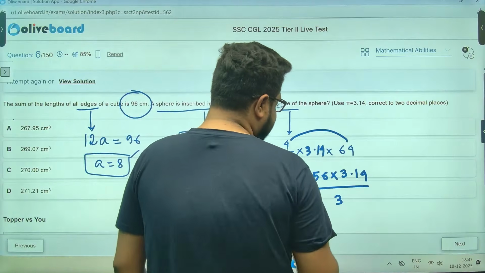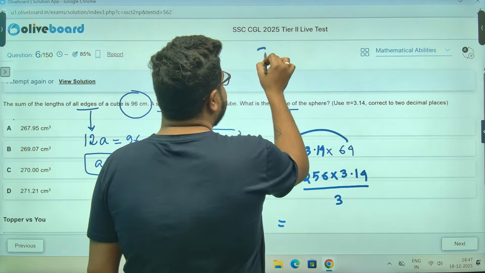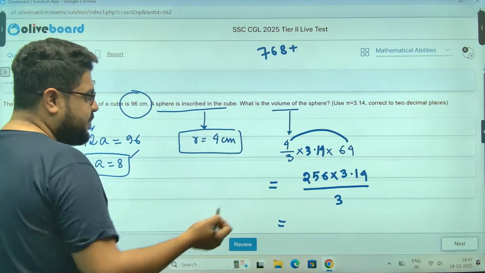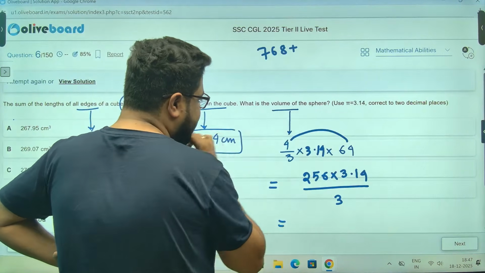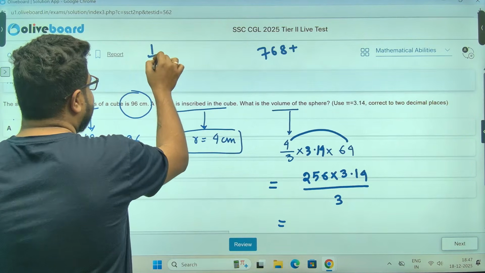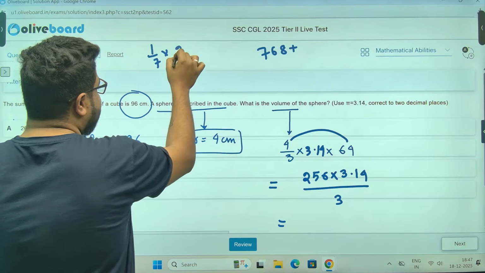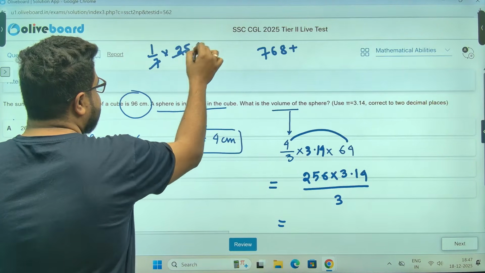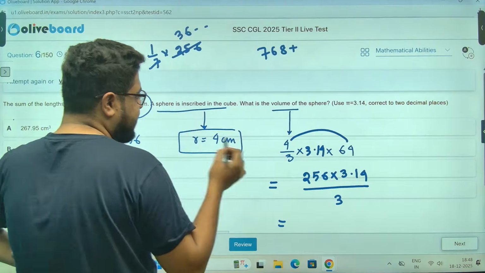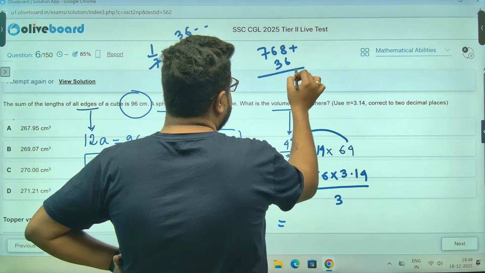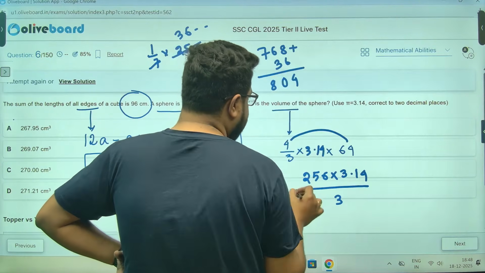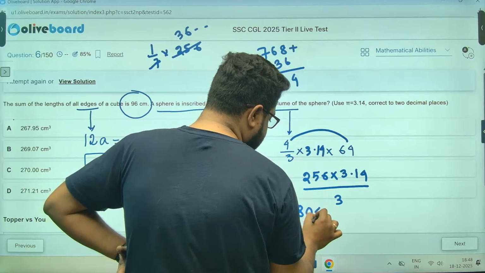Sir, 768 plus 0.14. 0.14 means 1 by 7 actually. That much also I don't think we should do. Chalo 1 by 7 karte, let's see where we end up. So 7 3s are 21, 46, 36 point something, 36 let's take. 6, 12, 14, 1, that is 10, 1, 8, 804 divided by 3, sir.